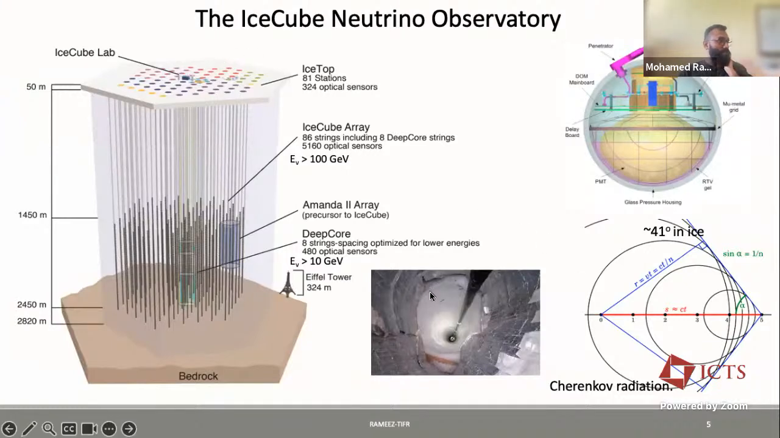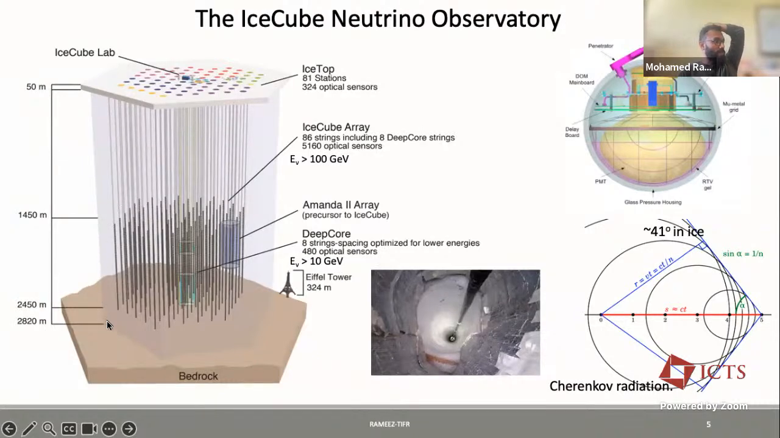And what was done was you drill these holes using hot water jets and you lower pressure vessels. So you can see in the distance along this cable a pressure vessel here. And what the pressure vessel contains is a single photomultiplier tube that points downwards. And why it points downwards will become clear a little further into this talk, as well as onboard digitization electronics such as fast analog to digital converters and analog transient waveform generators, and also programmable digital electronics, which allows each of these digital optical modules to behave like a computer.